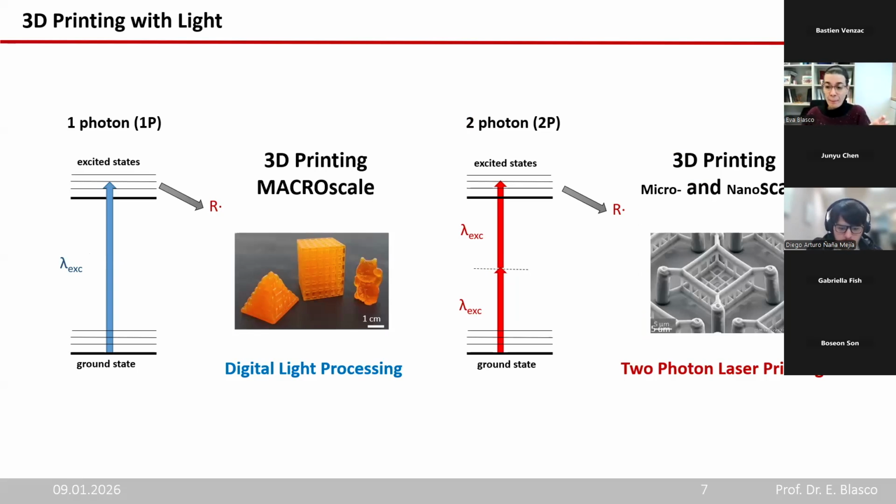So in the process of stereolithography or digital light processing, macroscale printing is a one-photon polymerization process, and for the two-photon polymerization process, we have the advantage that we can go to the micro and nanoscale. So we have this polymerization very precisely focused, and we can achieve high resolution. So how does it work?